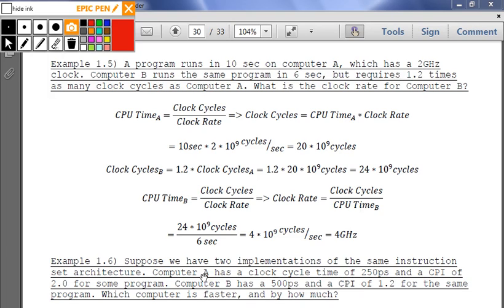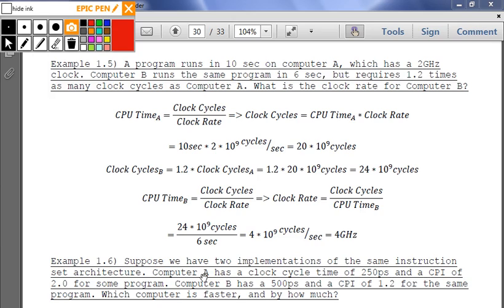Sometimes this would be good. You can use execution times on specific programs to try to figure out how fast your computer is actually running. So we find the CPU time here. We have clock cycles over clock rate. We can solve this since we know the CPU time, which is 10 seconds, and we know the clock rate, which is 2 gigahertz. We're trying to find the number of clock cycles, because we're trying to compare it to clock cycles here.